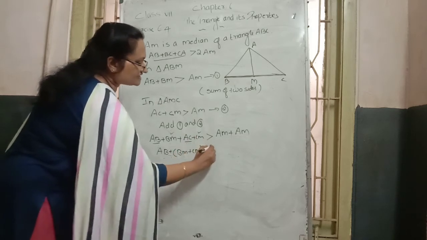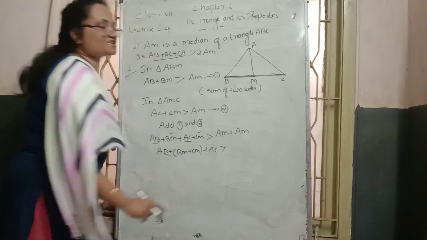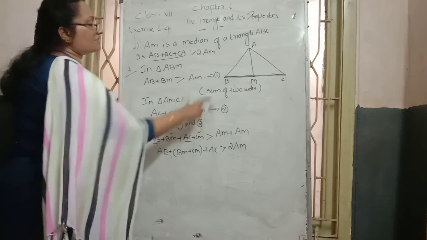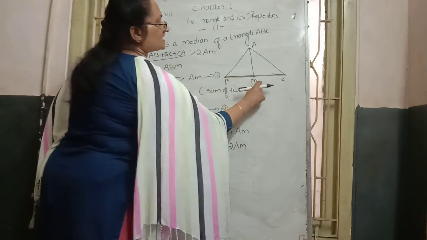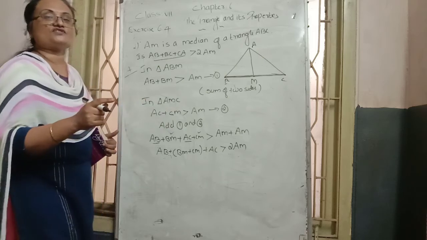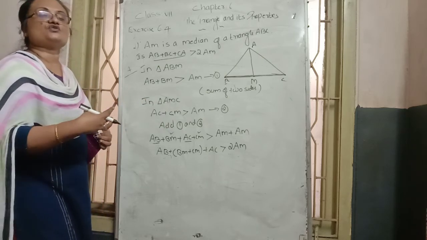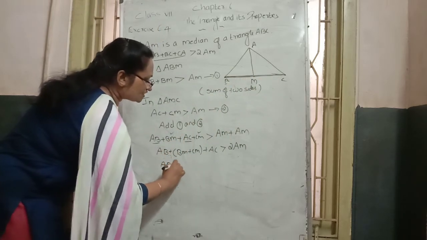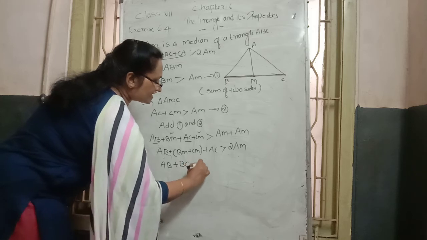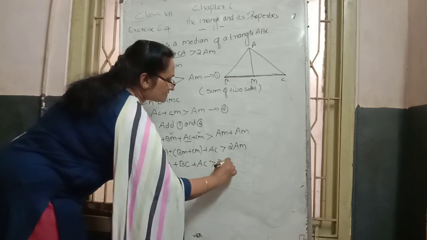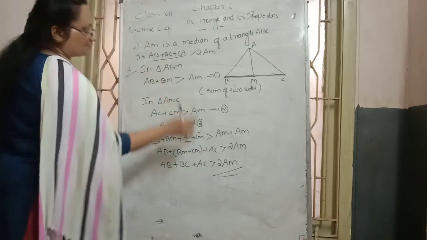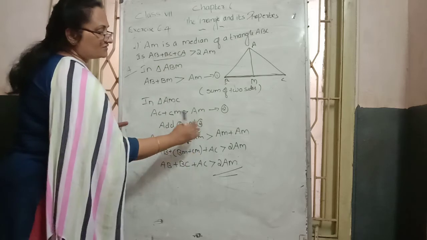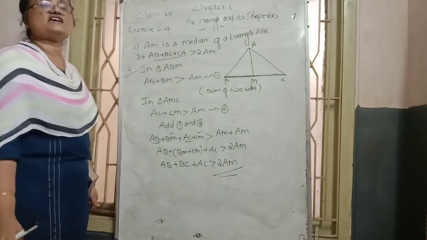Then the third side AC is greater than. Here how many times is AM there? 2 times AM. BM is one half of that side, and CM is the second half. These two halves joined together give the full side BC. Instead of the bracket, we can write BC plus the third side AC greater than 2 times AM. Hence we proved that AB plus BC plus AC, in any order, is greater than 2 times the AM side.